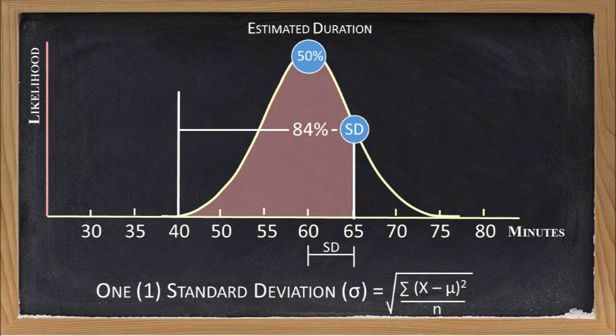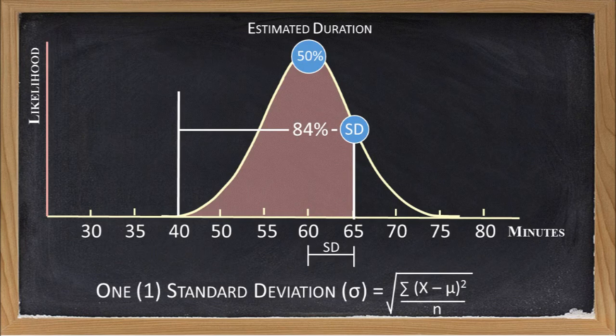For our scheduling example, think of standard deviation as defining the buffer you need to add to your estimated value to improve your confidence that the task can get done in the allocated time. For example, if we determine that one standard deviation in the durations for our interviews is 5 minutes, then by adding 5 minutes to our task durations, we would improve our confidence in getting the task done within the allocated time from 50% to 84%.